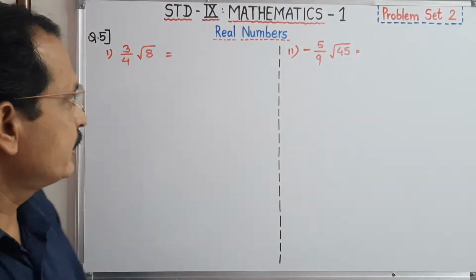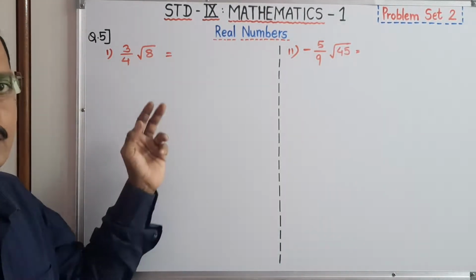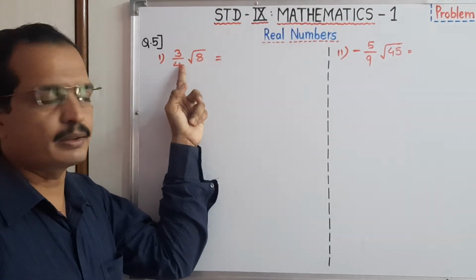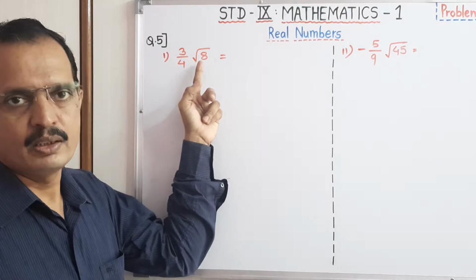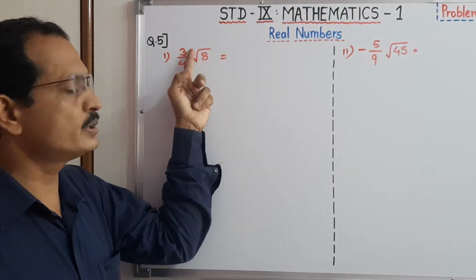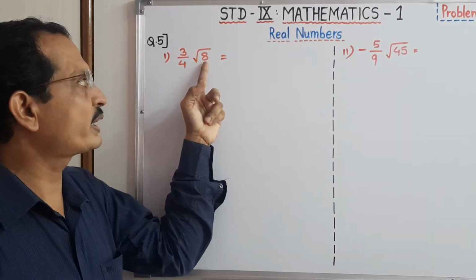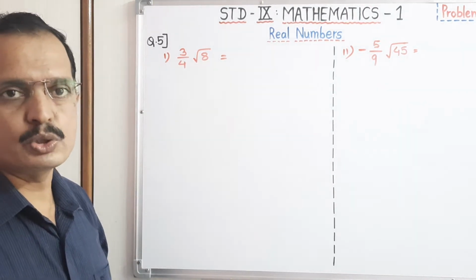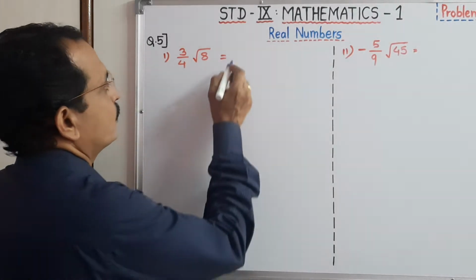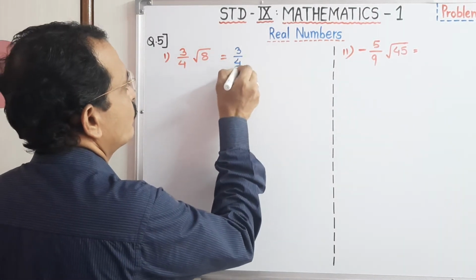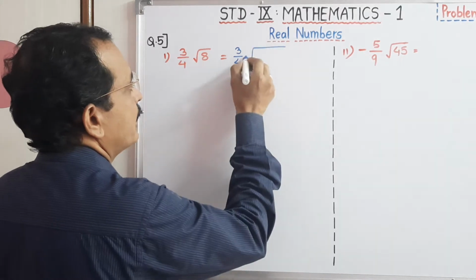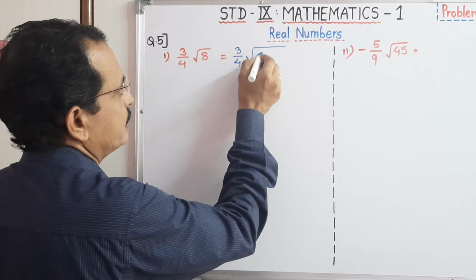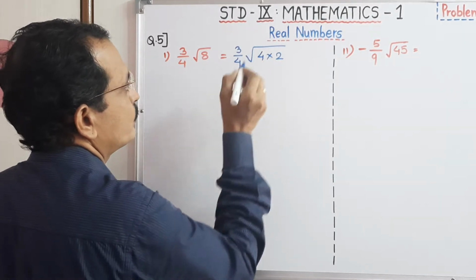When we have to write it in a simple form, we have to see there are two factors. The first one is 3 upon 4 and the second is root 8. The order of this root 8 is 2. Therefore, we have to factorize this 8. One factor should be a perfect square. Therefore, we can write here 3 upon 4 into, can anyone tell me, factors of 8? It is easy, 4 into 2.